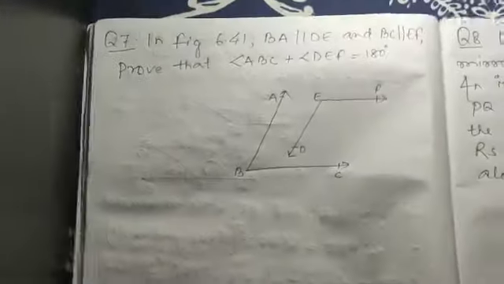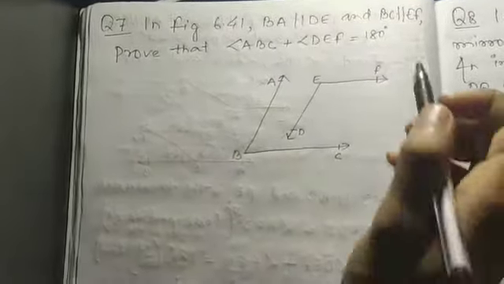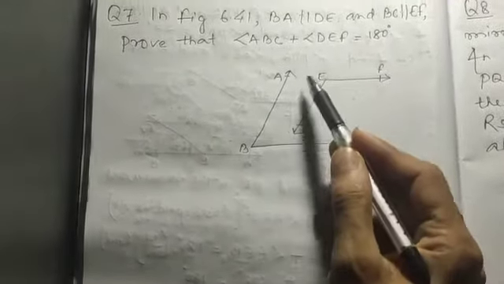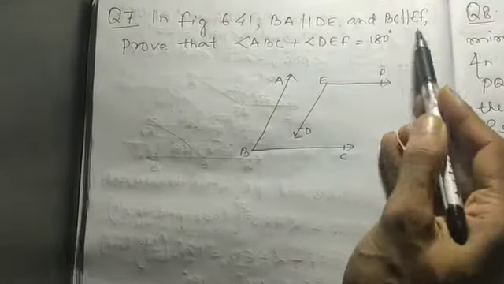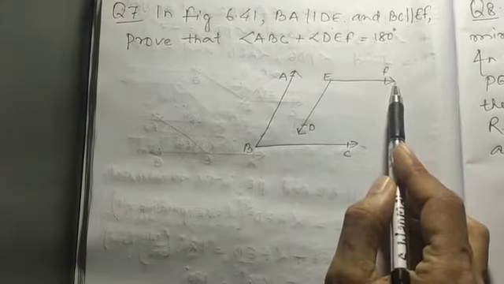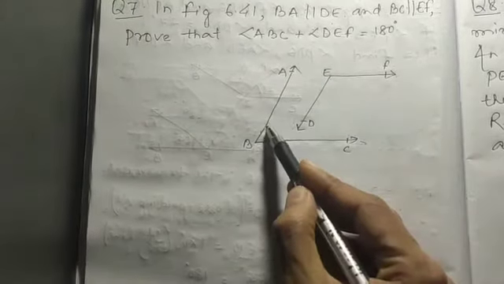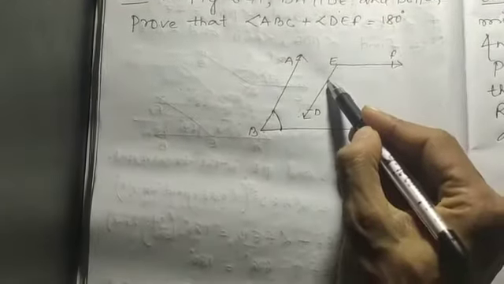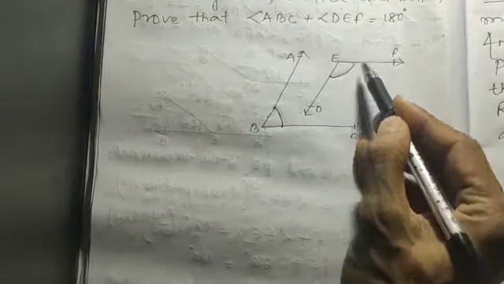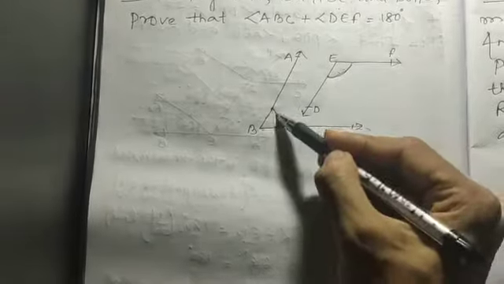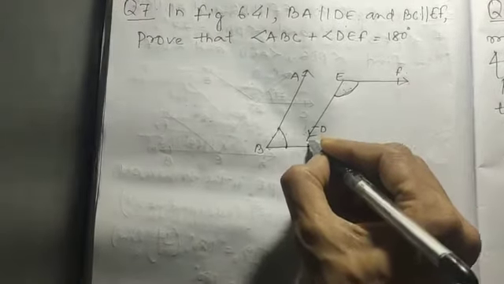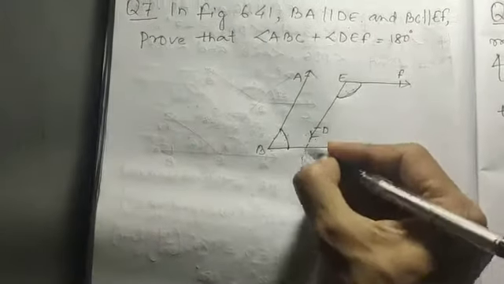So students, see here, in this question it says in figure 6.41, BA is parallel to DE and BC is parallel to EF. We are asked to prove that angle ABC plus angle DEF is equal to 180 degrees. Sum of these two angles equal to 180 degrees. Now here also we have to do the construction. We have to extend the line ED.